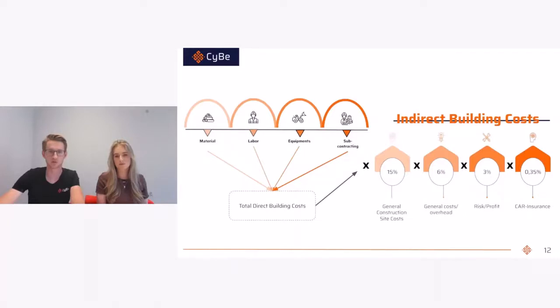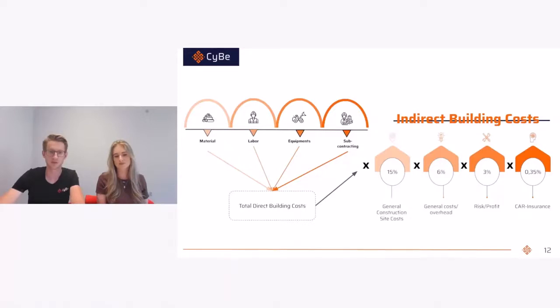After that, we are going to multiply it with 6%, and that is the general construction costs or the general overhead costs. These costs are not directly linked with the project itself. So these are overhead costs, for example, the corporate management, or the business office and calculation, or marketing, sales, and other general administration.